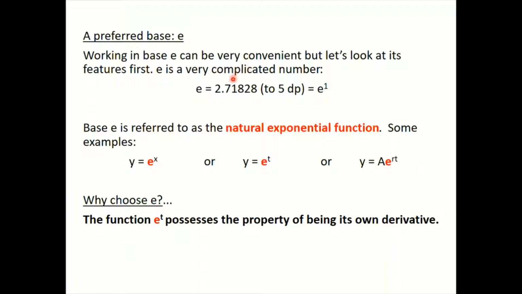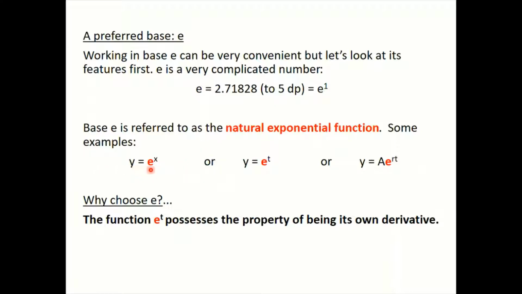So e is a number which goes to many decimal places, and here we have just shown it to 5 decimal places. When we have a base of e, this is referred to as the natural exponential function. Some examples are given below.